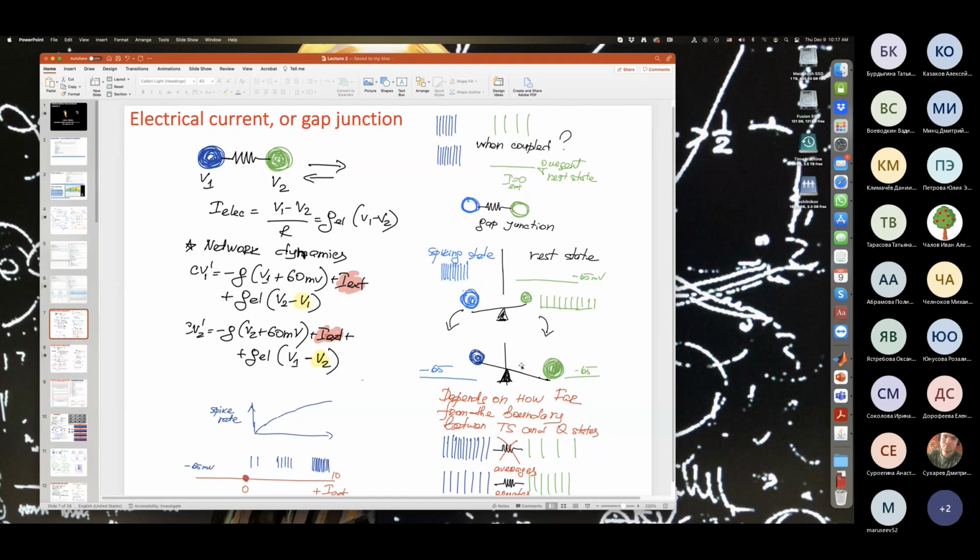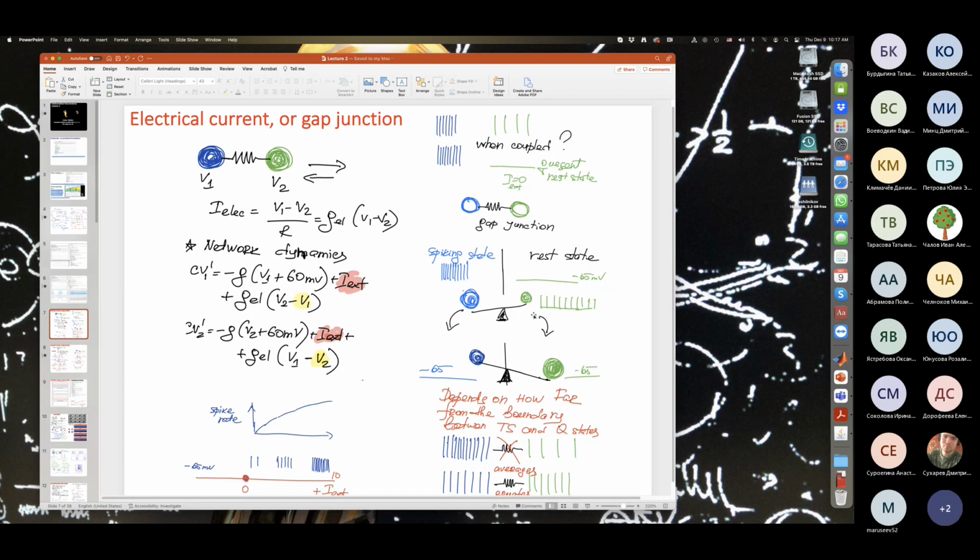For example, if the green cell is very far on the left from this boundary, over here in a potential well that corresponds to the quiescent state, and the spiking rate of the blue cell is lower, then very likely the green cell can dominate the dynamics, and both cells will become quiet. Or it may happen that the blue cell on the left will pull up the green cell and make it spike.